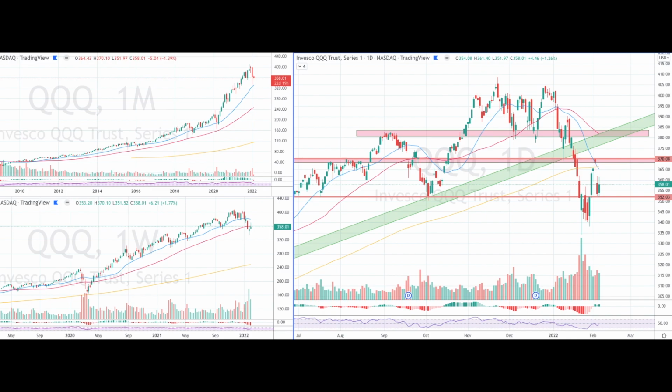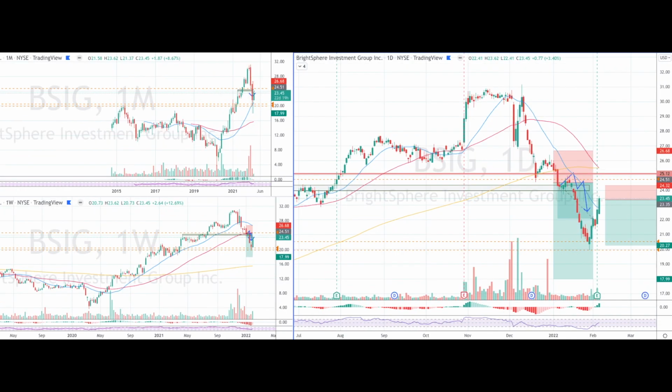Let's look at some previous ideas. BSIG. This was one I was in. I took this short around 24.51. And I'm kind of embarrassed to say I got out on earnings day at around 23.35.